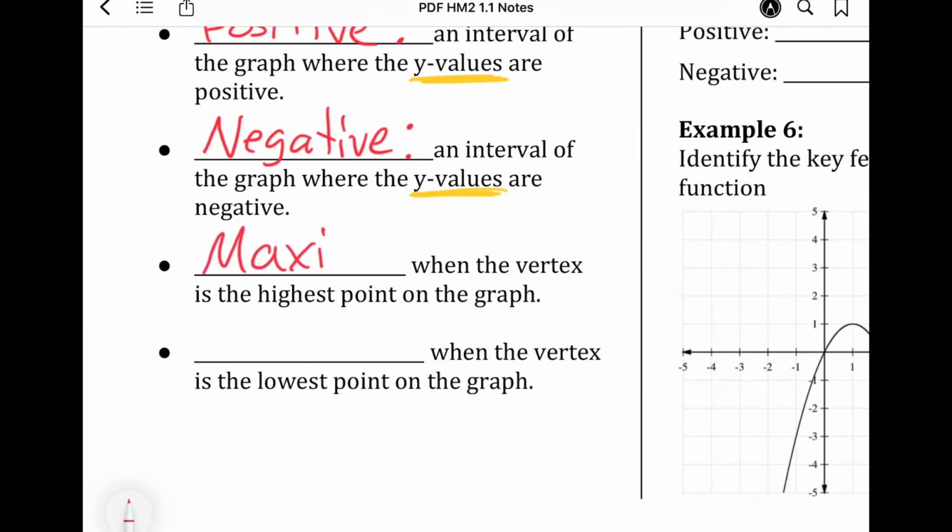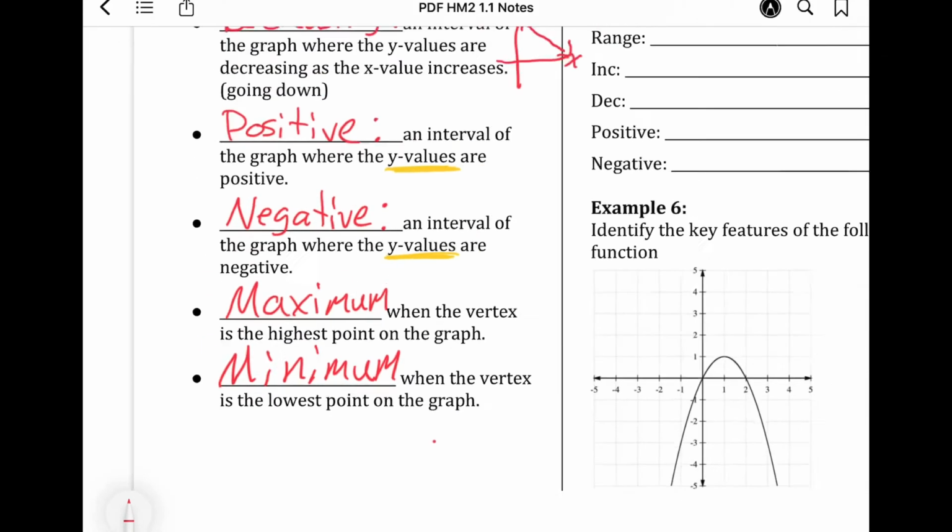Your maximum is when the vertex is the highest point on the graph. Your minimum, or just min, is when the vertex is the lowest point on the graph. So let's look at some of these.